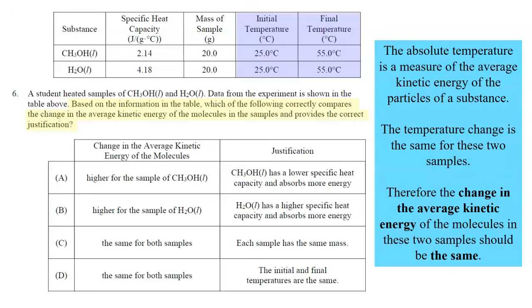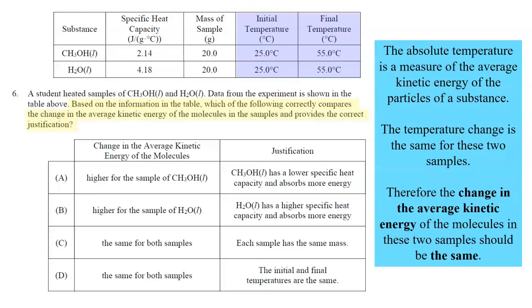And again, because we're not focusing on thermal energy, but rather the average kinetic energy of the molecules in the samples, the answer is going to be either choice C or D, which is the same. So the absolute temperature is a measure of the average kinetic energy of the particles of a substance. In this experiment, the temperature change is the same for these two samples. Therefore, we can conclude that the change in the average kinetic energy of the molecules in these two samples should be the same.